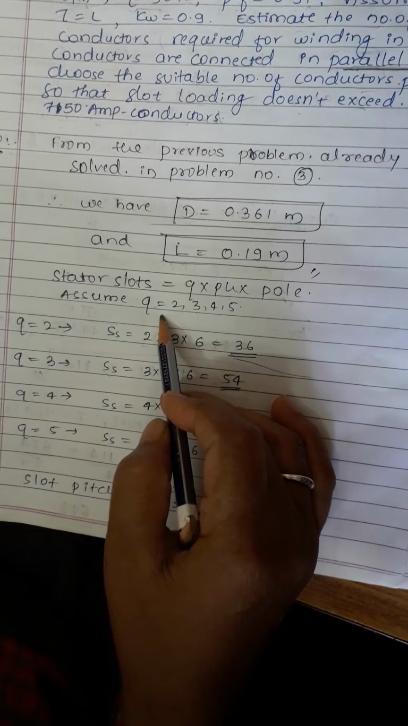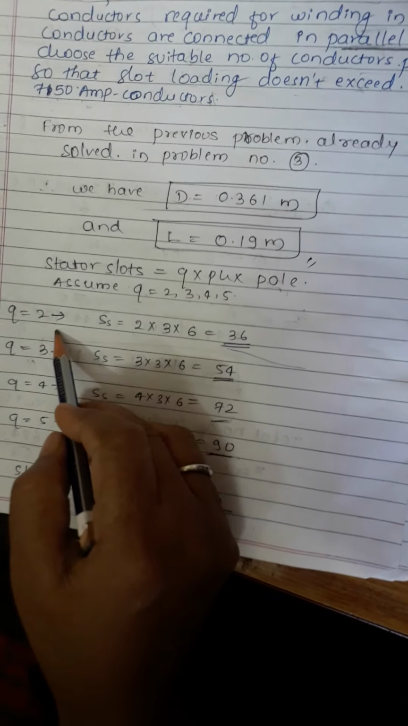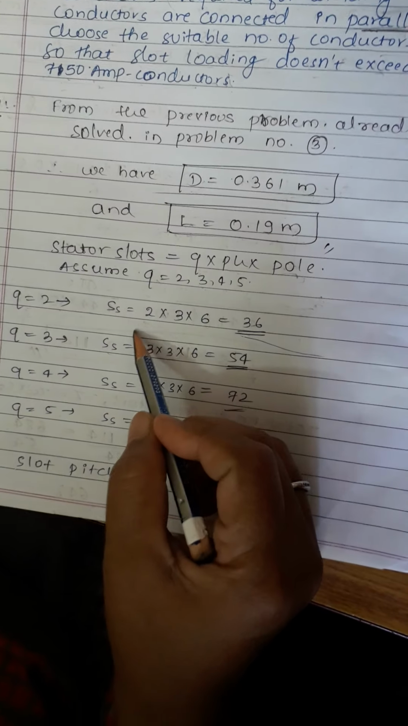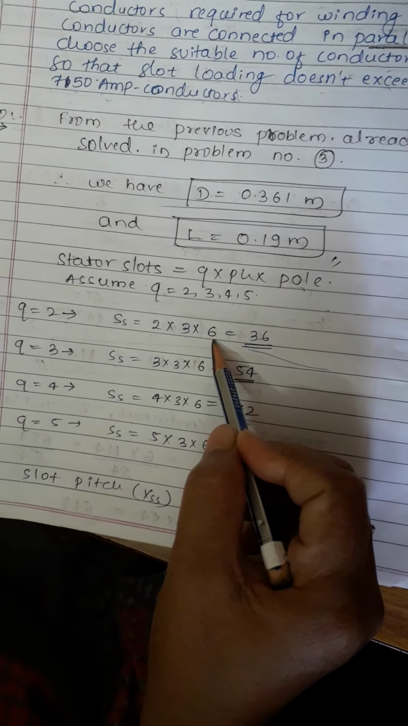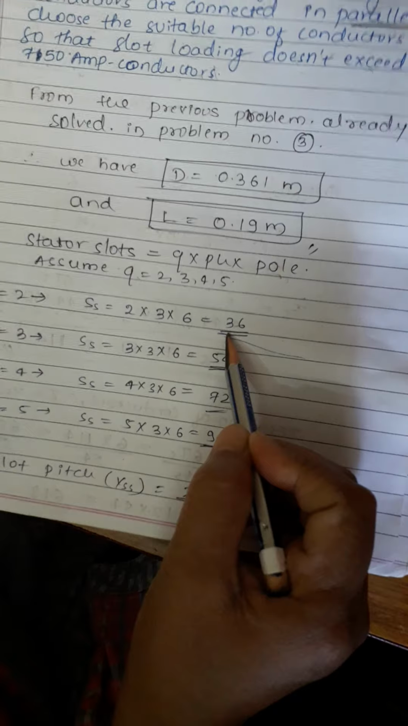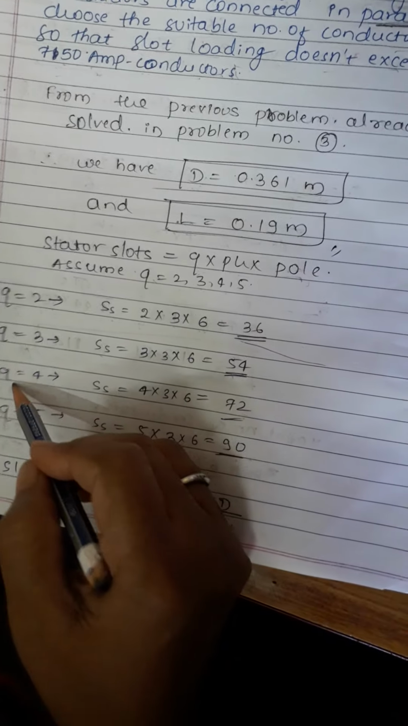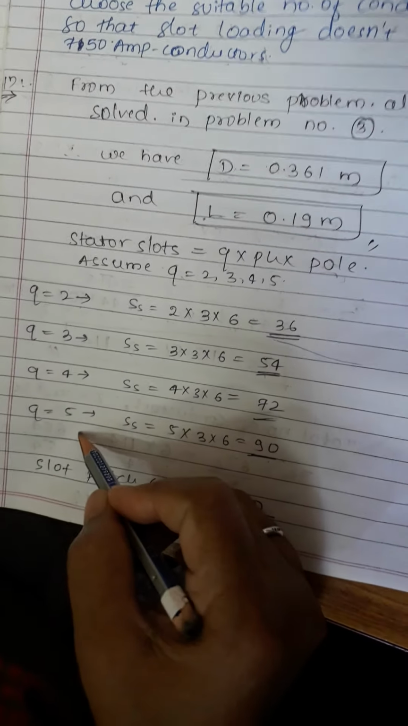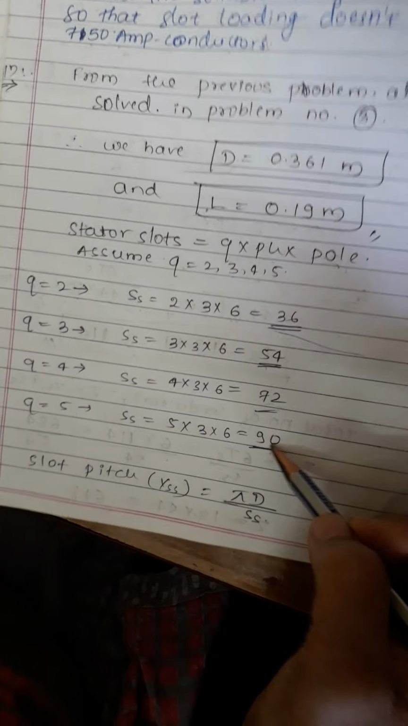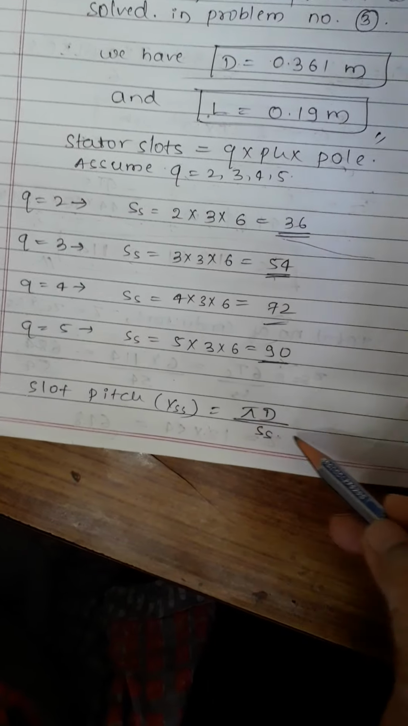So assume Q is equal to 2, 3, 4 and 5. If Q is equal to 2, SS is equal to 2 into number of phases into number of poles, so SS is equal to 36. For Q is equal to 3, SS is equal to 54. For Q is equal to 4, SS is equal to 72. For Q is equal to 5, SS is equal to 90. We got it.